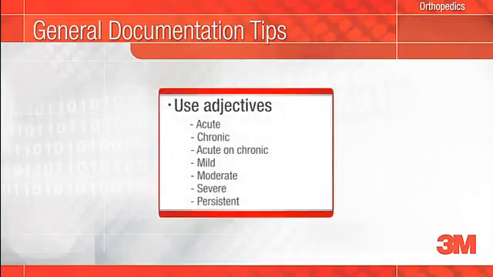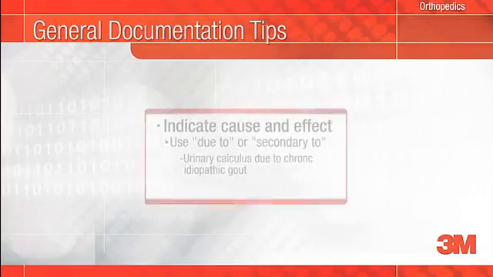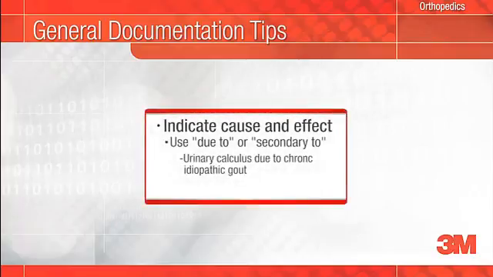Differentiate in your notes whether or not a condition is acute, chronic, or acute on chronic whenever appropriate. For example, acute on chronic slipped capital femoral epiphysis. Use due to or secondary to indicate cause and effect, and to record all conditions the patient may have, such as urinary calculus due to chronic idiopathic gout.